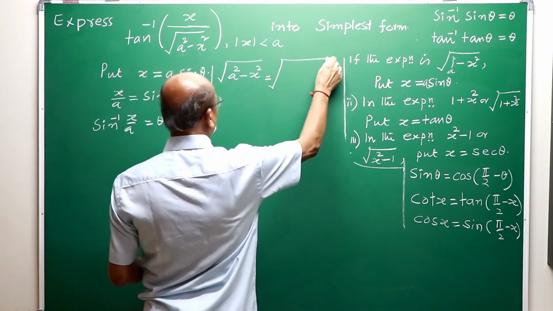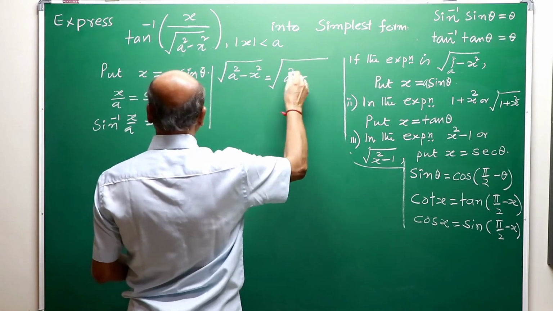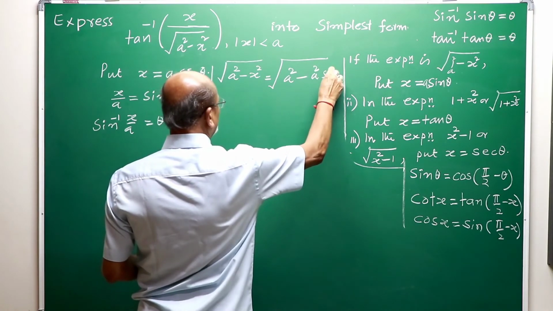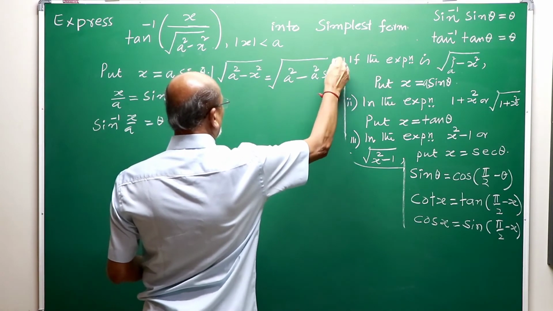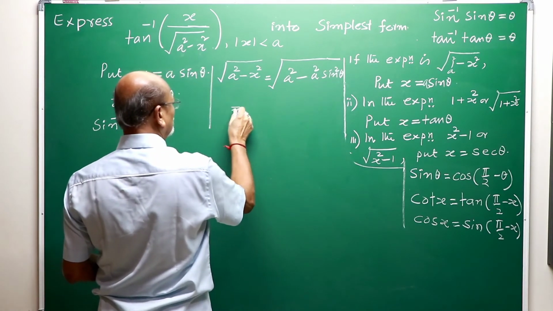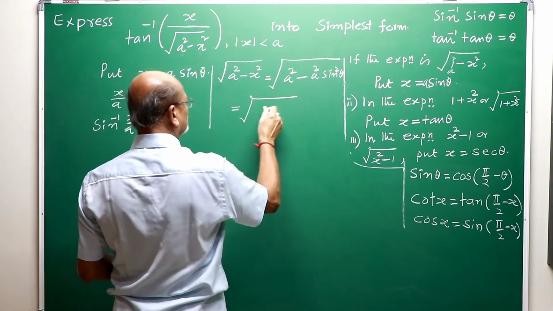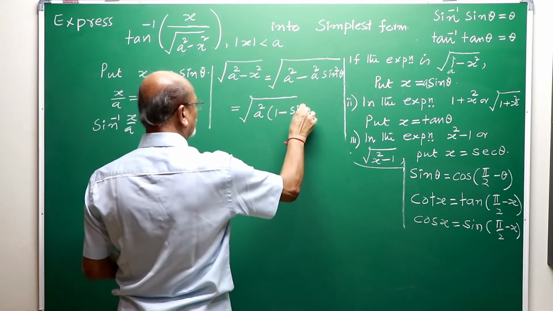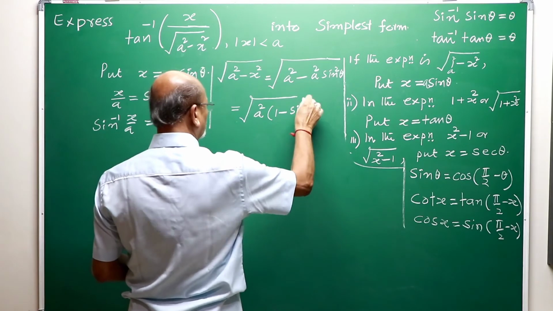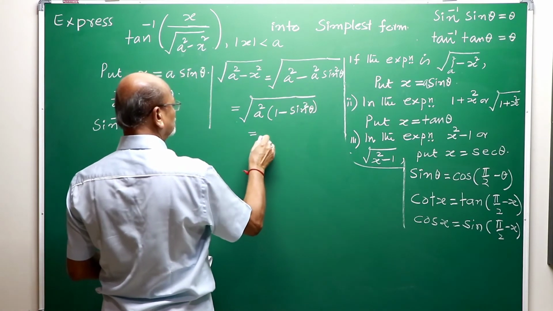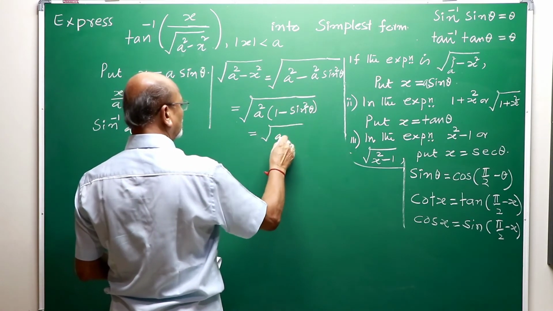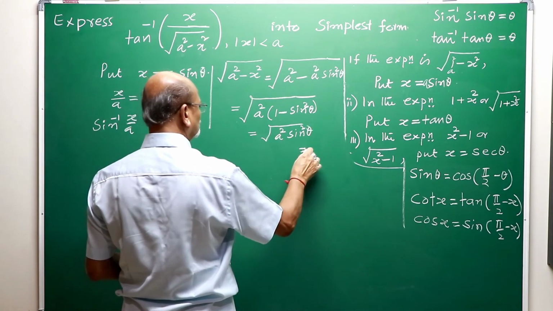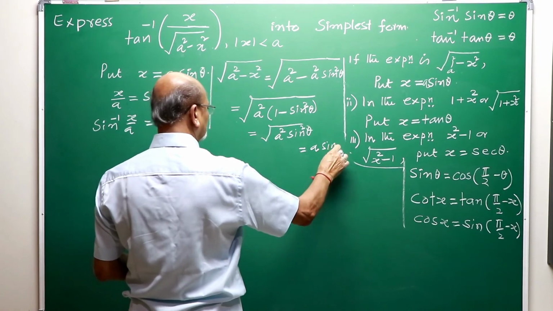Next, you wanted root a square minus x square. Substitute the value: a square minus a square sine square. Rest is simplification. A square is common into 1 minus sine square. What is 1 minus sine square? It is cos square. So it is root a square cos square, and the square root is a cos theta.